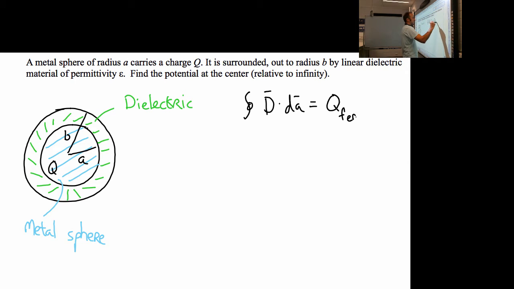Free charge enclosed. Okay. So now what we have for D then, this should be equal to 1 over 4 pi r squared Q times r hat. Okay. Now this is for r greater than a.